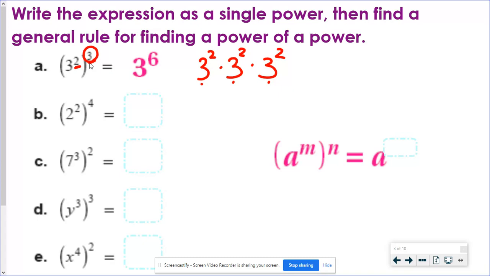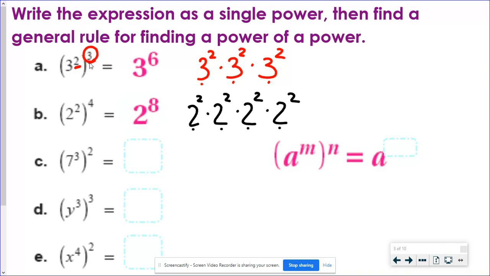Let's try B, and I'll write this one out also. So 2 squared to the 4th power. So that'd be 2 squared 4 times. So this would give me 2 of those 2's, and then 2 more, and then 2 more, and then 2 more. So that would give me a total of 2 to the 8th power.